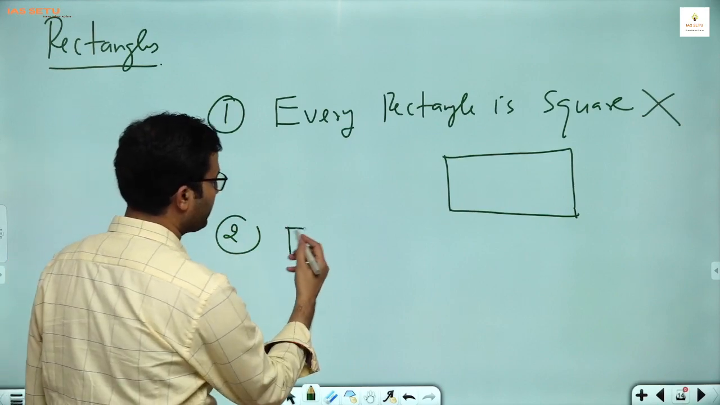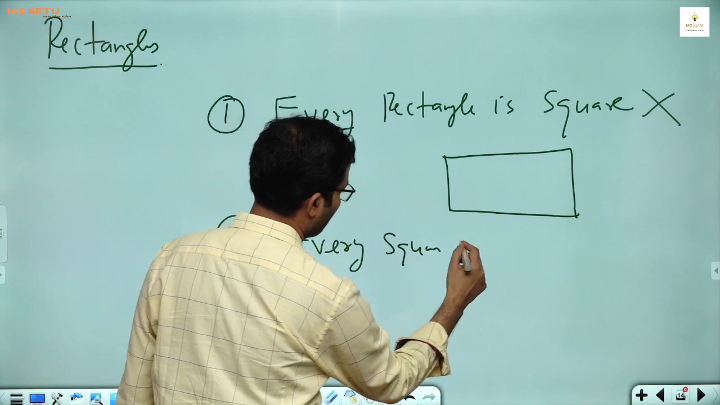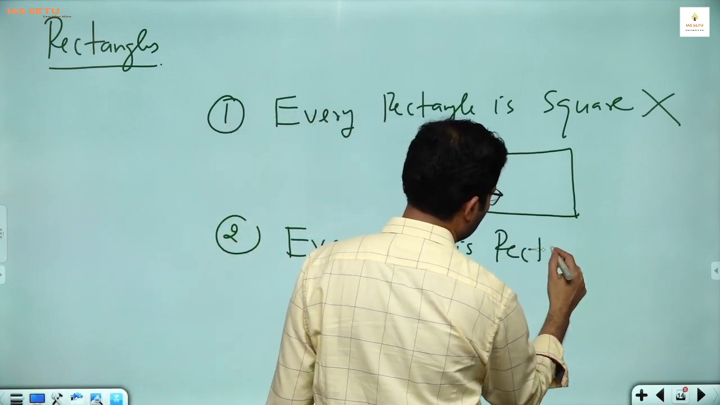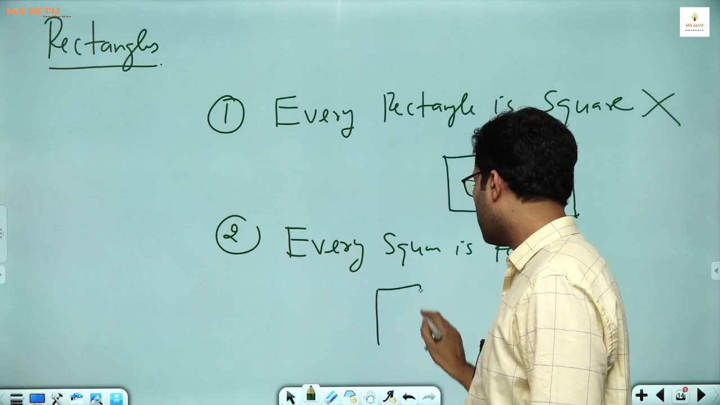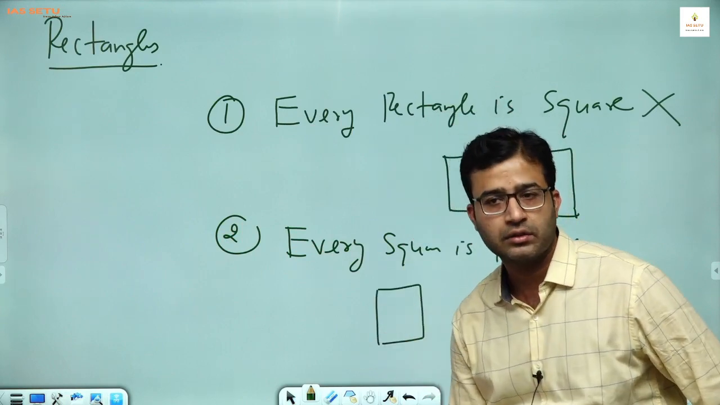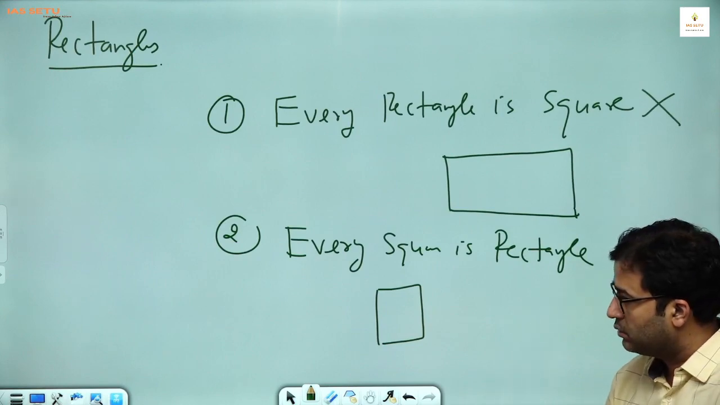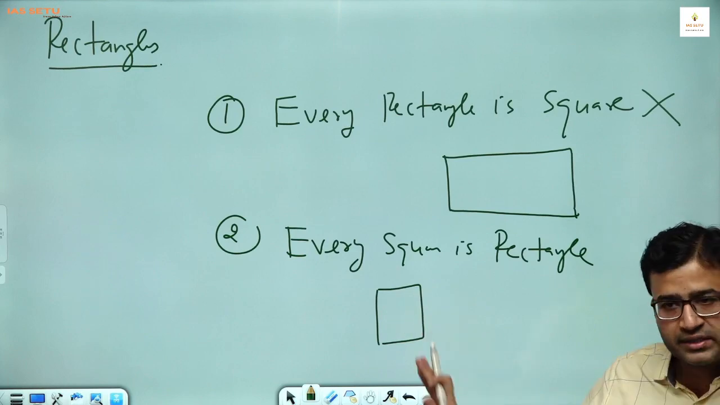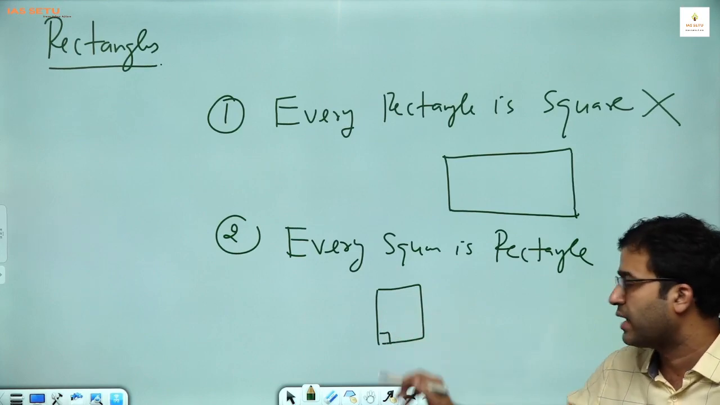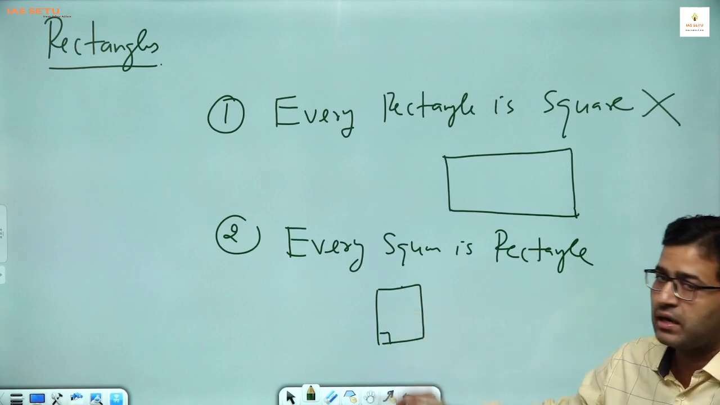The second statement is: every square is a rectangle. Yes, this is a square, but this is a rectangle as well. So every square for sure is a rectangle. It has one extra property, that all sides are equal, but it is a rectangle, you cannot deny. For a rectangle, what is important? All angles 90 degrees, opposite sides parallel and equal.